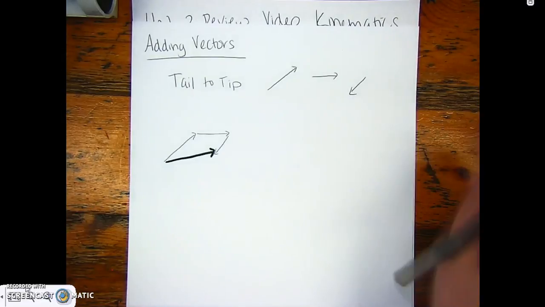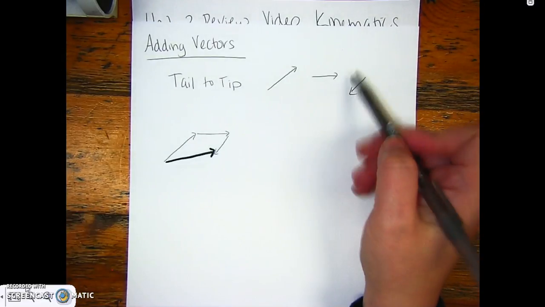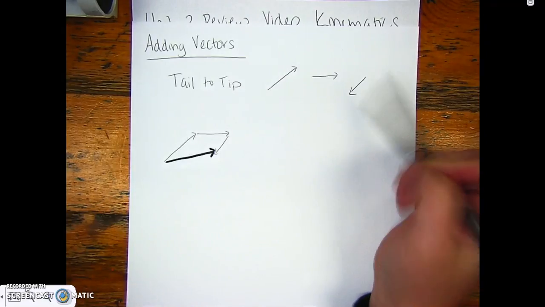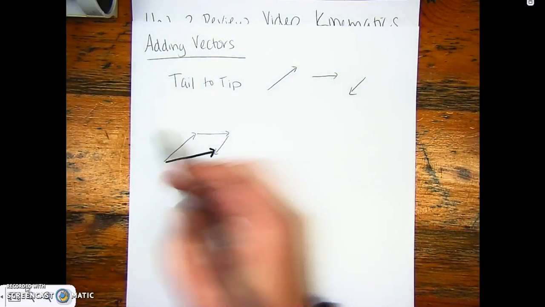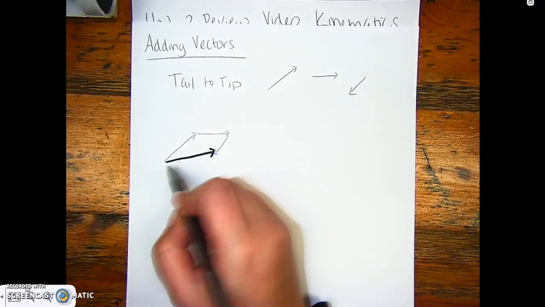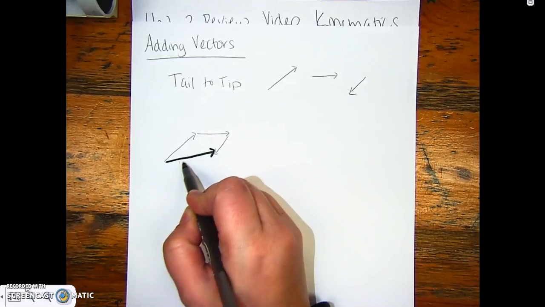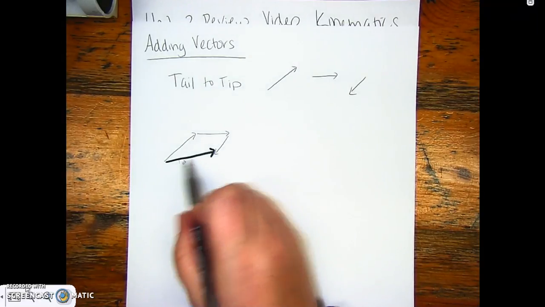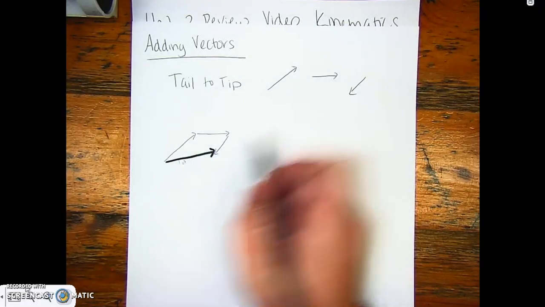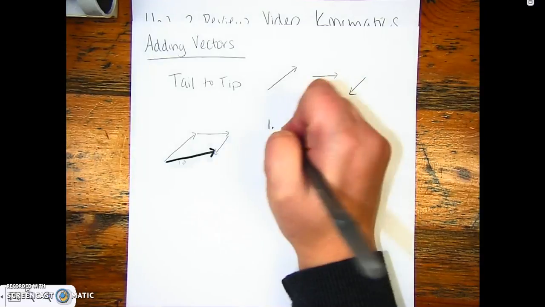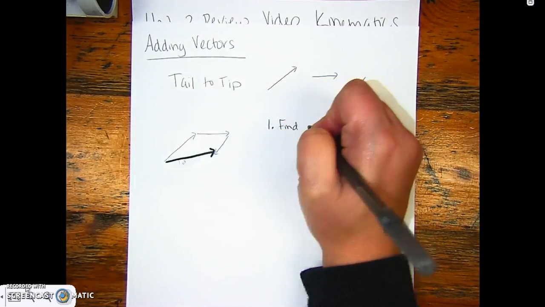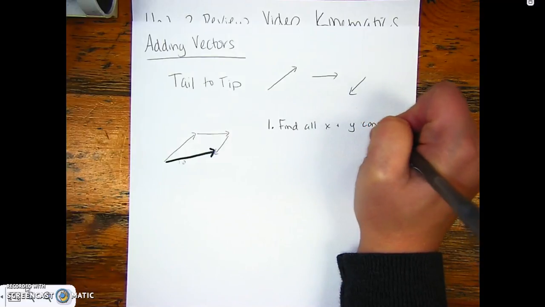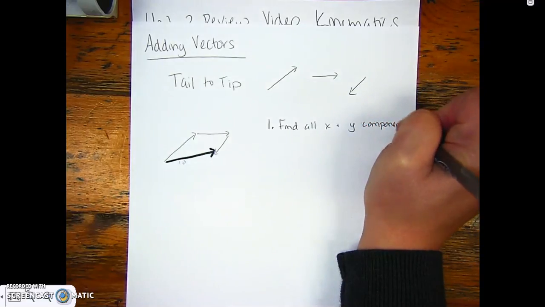Now we can pick vectors up and move them around in space as long as we do not change their length or their direction, and we should always get the same resultant vector and the same resultant angle. So to figure out the angle of the resultant and the length of the resultant, remember the steps are to find all x and y components of each individual vector.